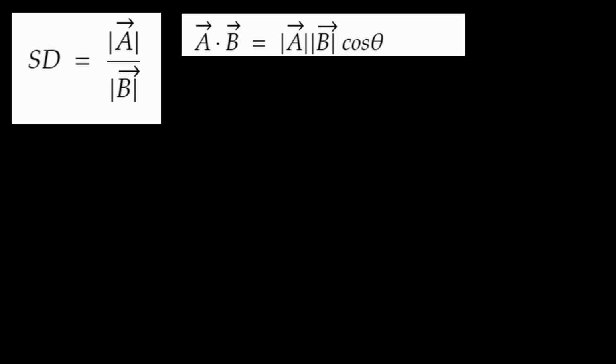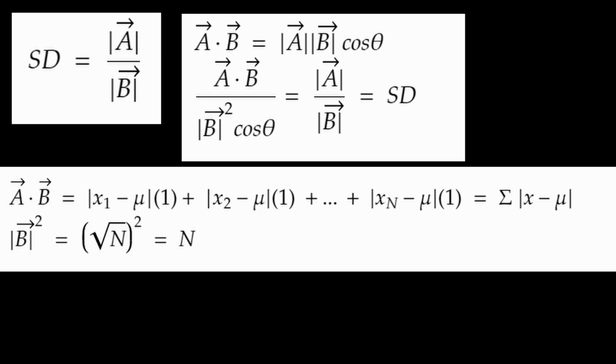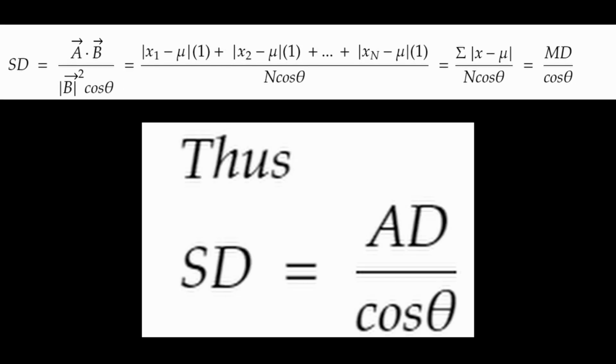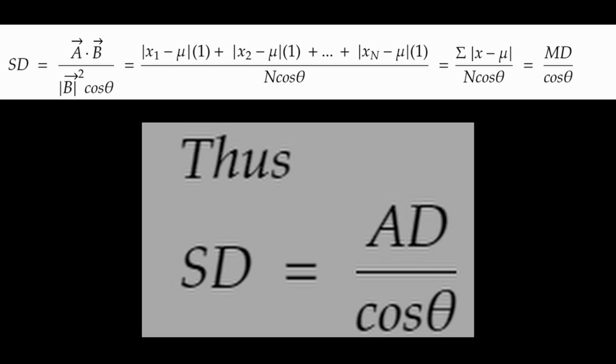Next, we can consider the dot product of vectors A and B. Using the formula for the dot product, if we rearrange the terms, we can get an equation for the standard deviation. But the dot product of A and B is just the sum of the absolute values of the deviations, and the magnitude of B squared is just equal to n. In fact, we have shown that the standard deviation is the mean deviation divided by the cosine of the angle between A and B.